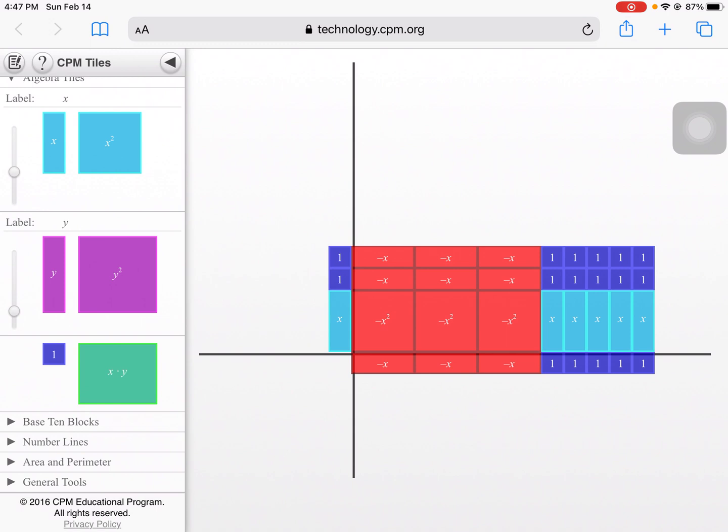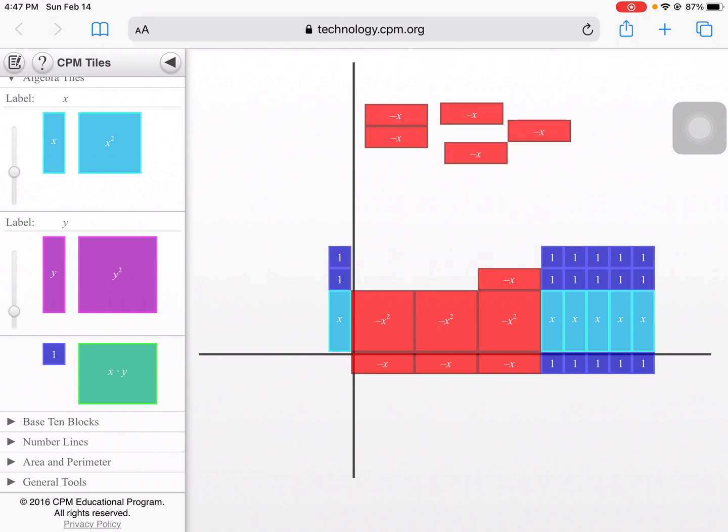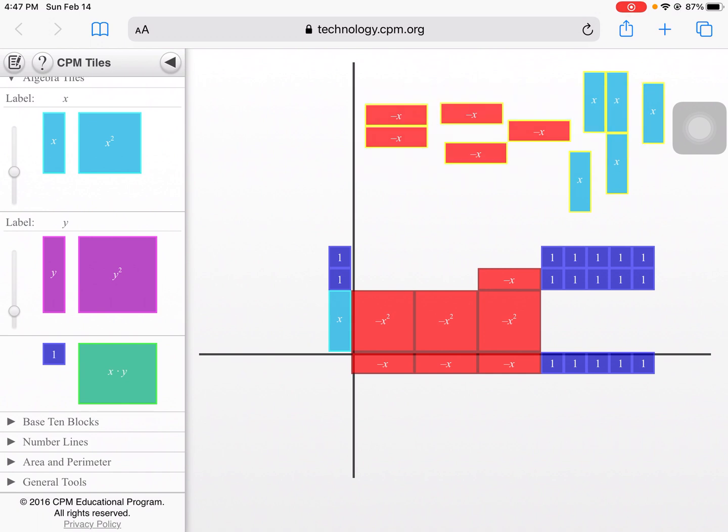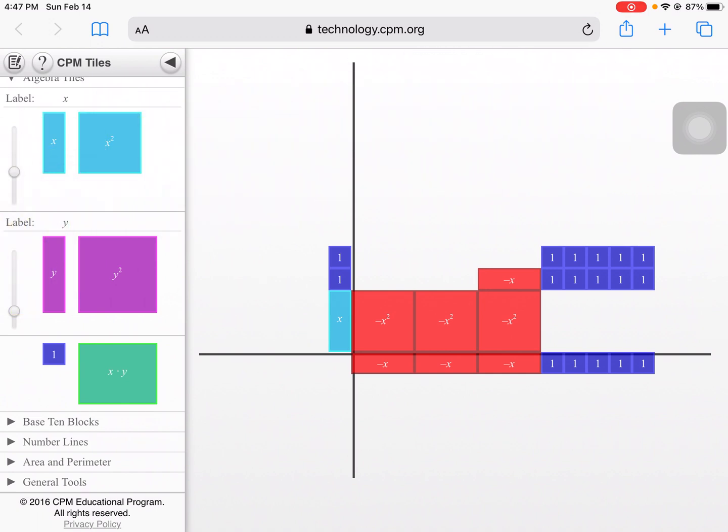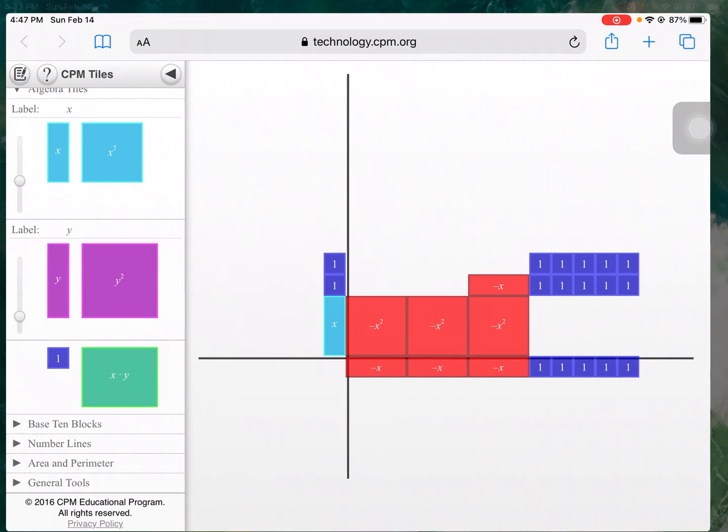So there's that. And then we do have some 0 pairs to get rid of. We have positive 5x's, and there's 5 negative x tiles also. So those combine to give us zeros. So we can get rid of those. And we're left with negative 3x squared minus x plus 10.